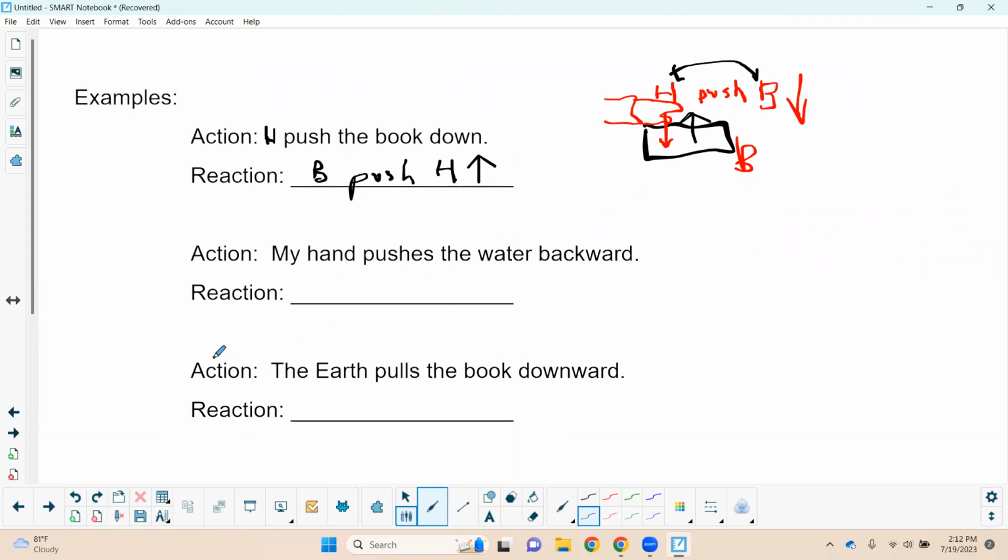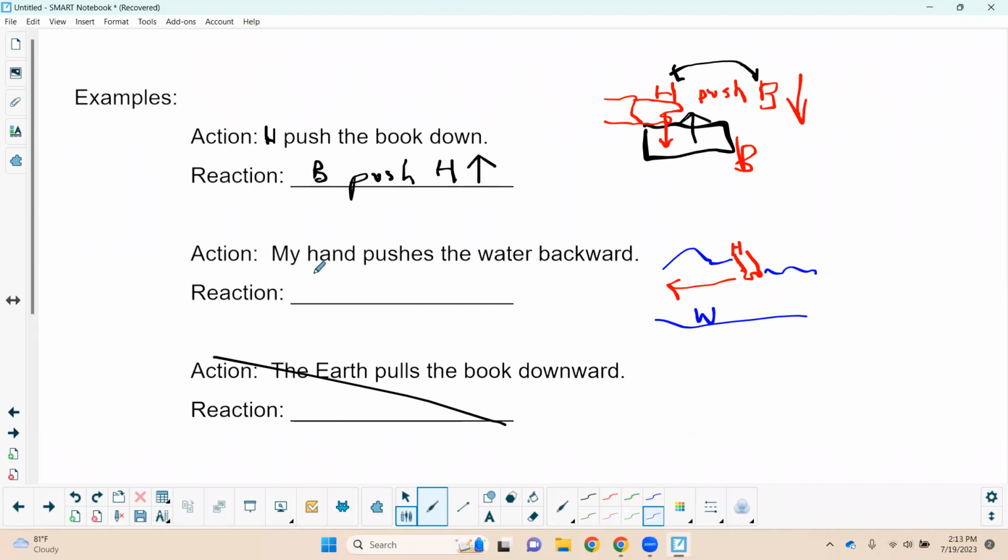Another one, I'll skip the earth one. My hand pushes the water backward. So again, if we're imagining somebody swimming, there's my hand, and I'll make that direction backward, and we'll make some water in here. So there's the water. W for water, H for hand. So hand push water back.